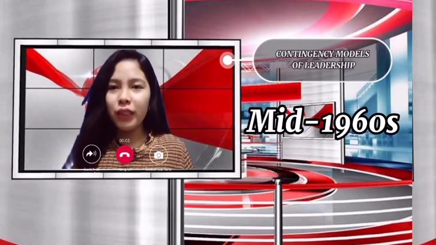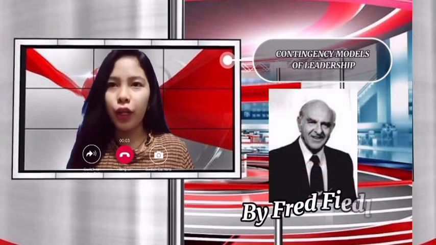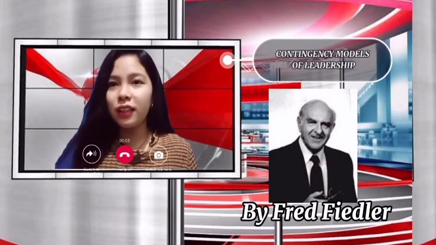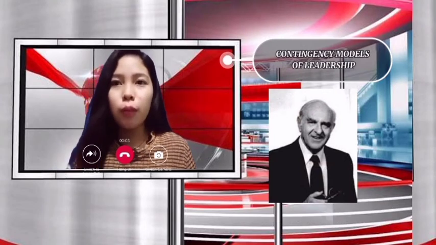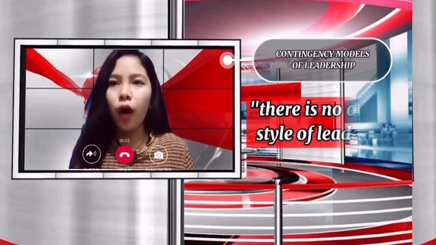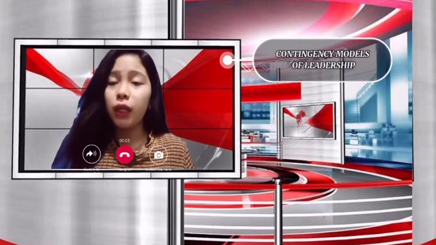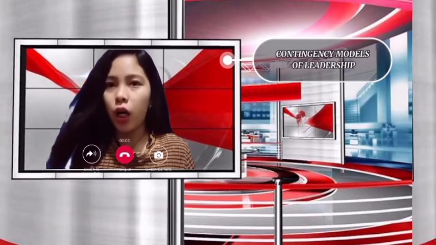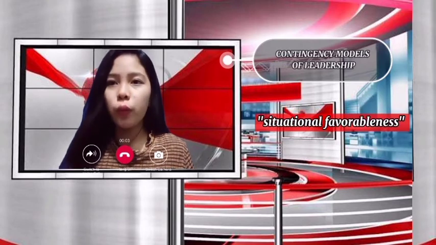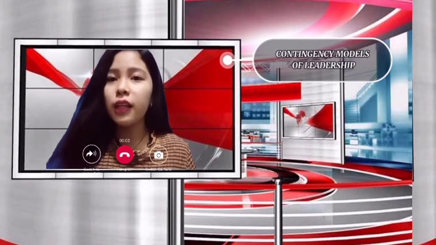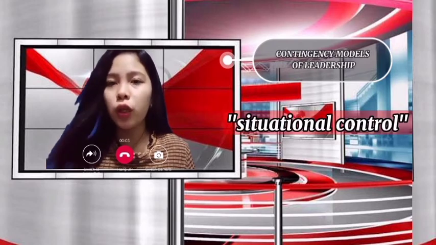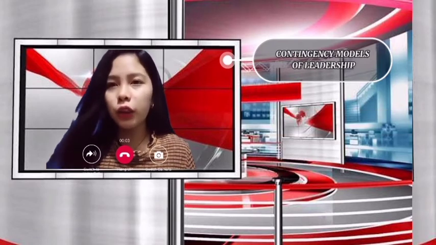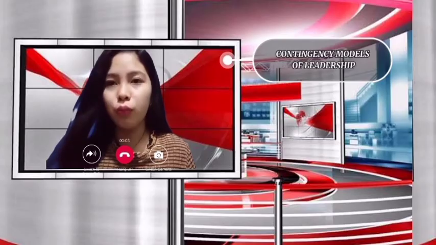The Fiedler contingency model was created in the mid-1960s by Fred Fiedler, a scientist who studied the personality and characteristics of leaders. The model states that there is no one best style of leadership. Instead, a leader's effectiveness is based on the situation. This is the result of two factors, which are leadership style and situational favorableness, later called situational control. Identifying leadership style is the first step in using the model.